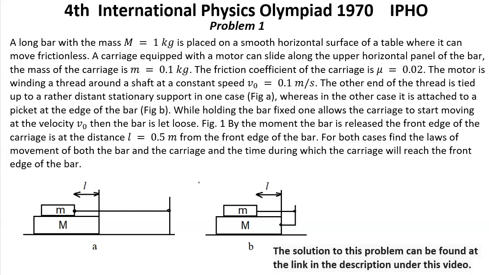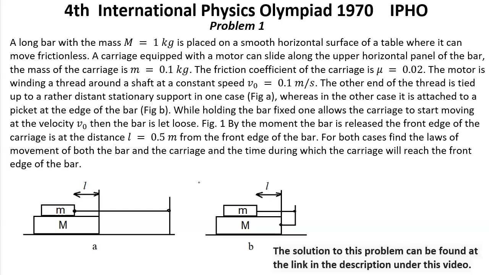horizontal surface of a table where it can move frictionless. A carriage equipped with a motor can slide along the upper horizontal panel of the bar. The mass of the carriage is small m equal 0.1 kg. The friction coefficient of the carriage is mu equal 0.02. The motor is winding a thread around the shaft at a constant speed v0 equal 0.1 meters per second.